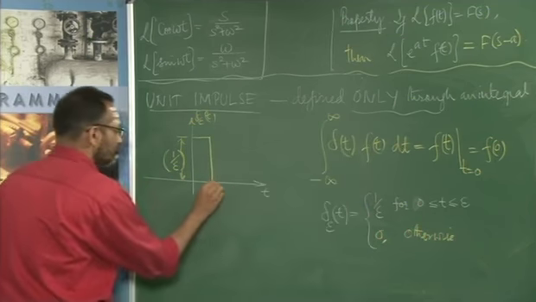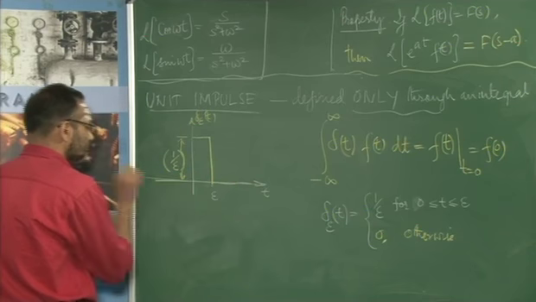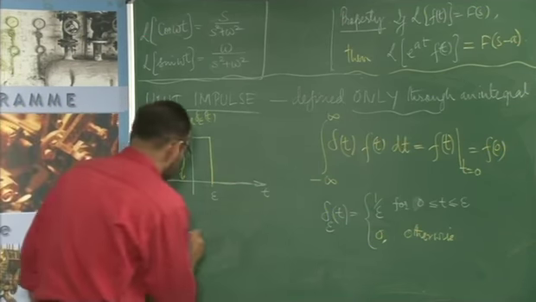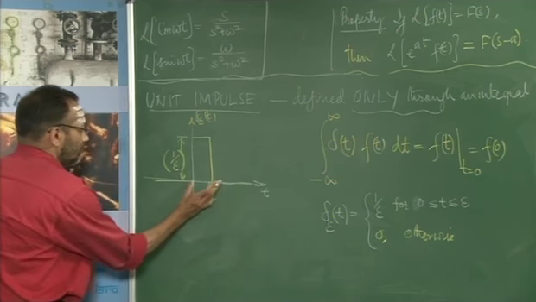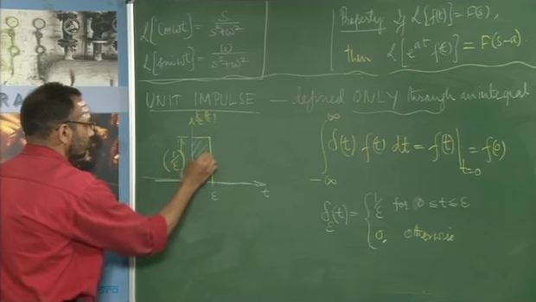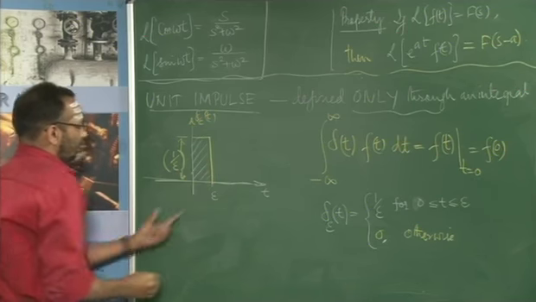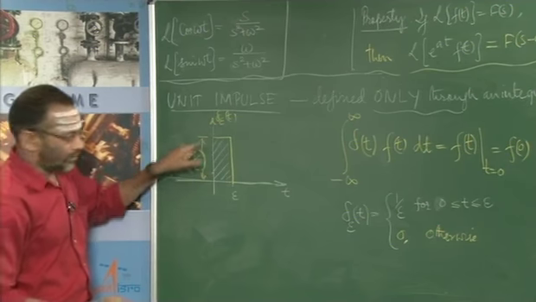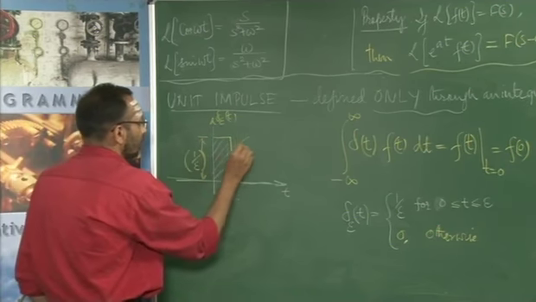It means everywhere else it is 0. Now, the idea is what I am going to do is, on this I am going to let epsilon become smaller and smaller. Please observe what is this area. This is a rectangle of width epsilon, of height 1 over epsilon, therefore, this area is 1.